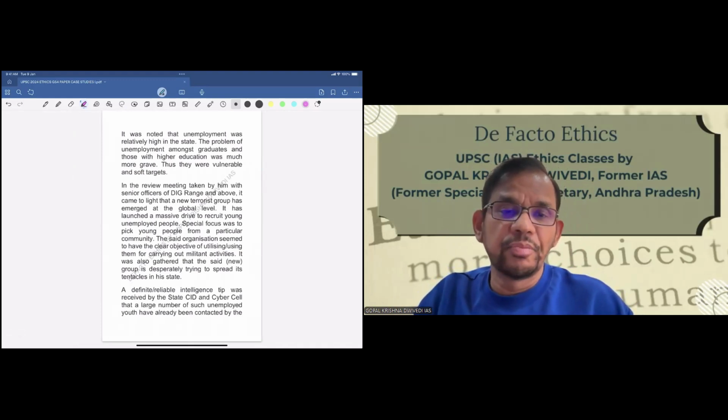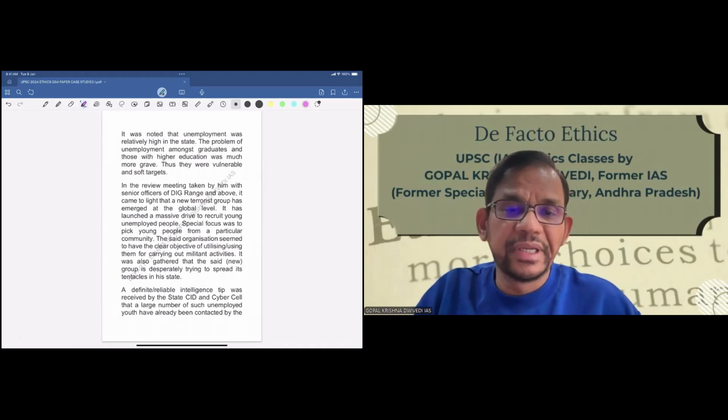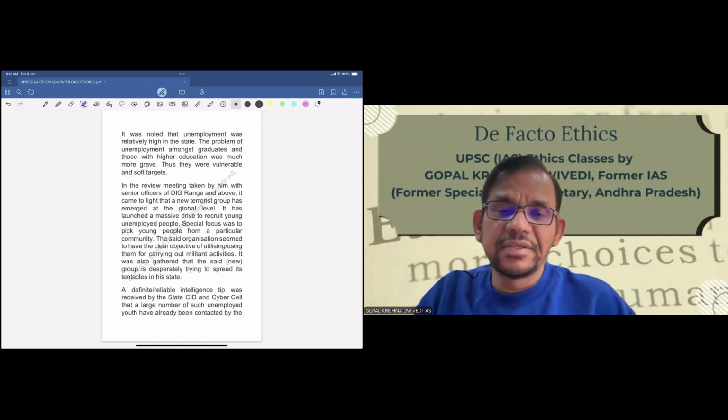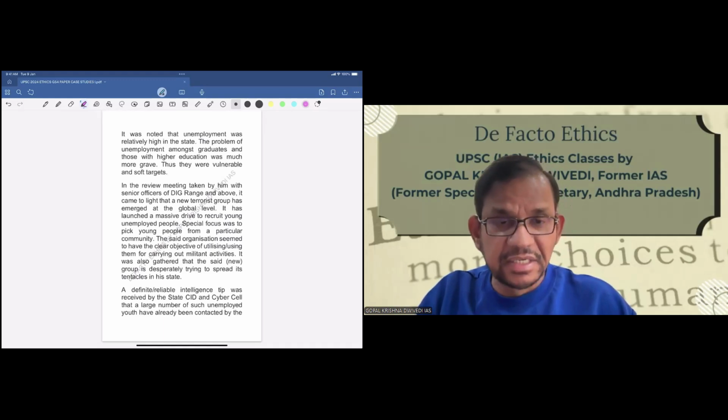that a new terrorist group has emerged at the global level. It has launched a massive drive to recruit young unemployed people. Special focus was to pick young people from a particular community. The said organization seemed to have the clear objective of using them for carrying out militant activities. It was also gathered that the said new group is desperately trying to spread its tentacles in his state.